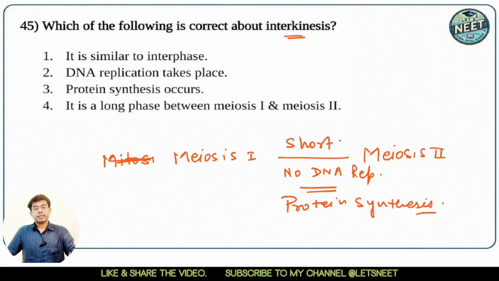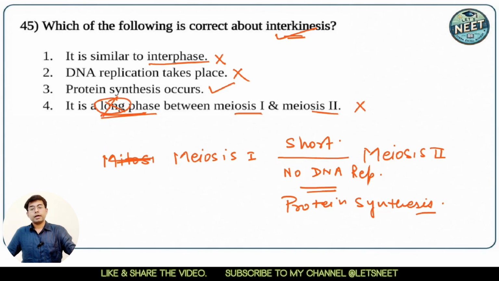So, interkinesis. It is similar to interphase. No, it is not similar to interphase. DNA replication take place. No, DNA replication don't take place. Protein synthesis occur. This is correct. It is a long phase between meiosis 1 and meiosis 2. No, it is a short phase between meiosis 1 and meiosis 2. So third is the correct answer.